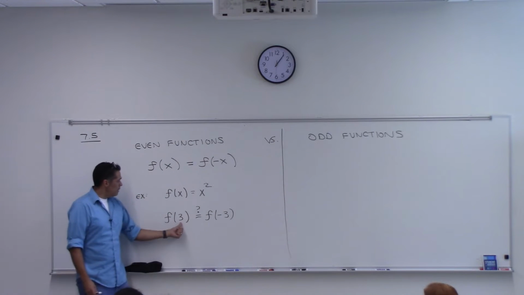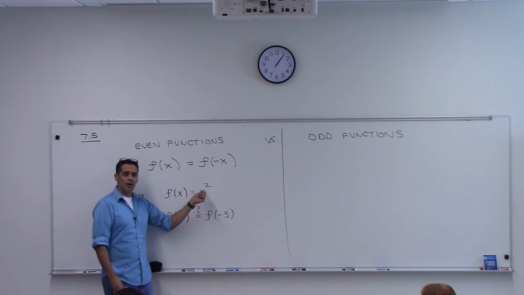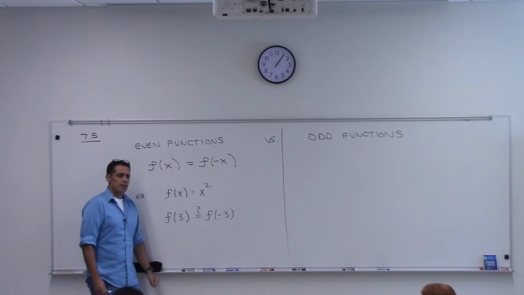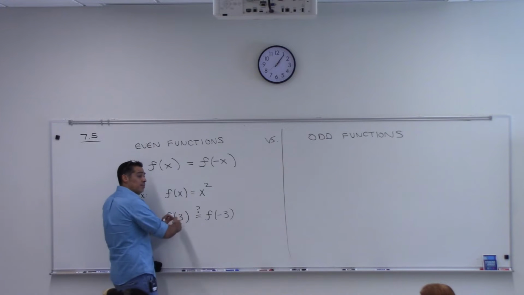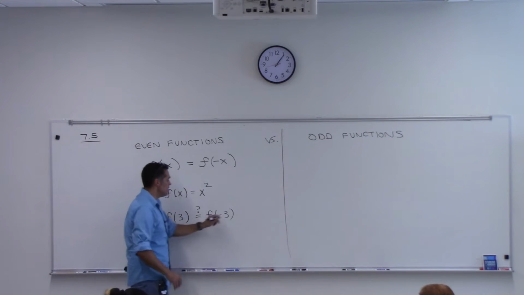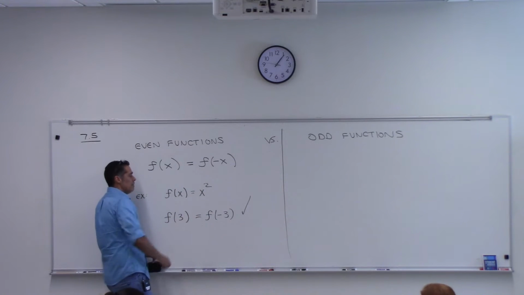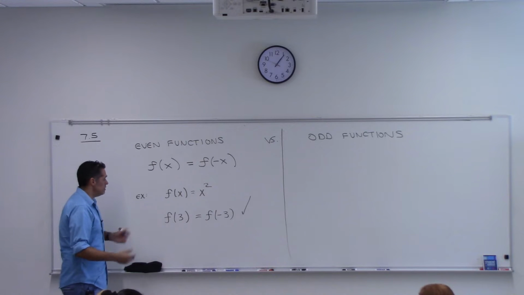What do you think? If I plug 3 into this, what do I get? 9. If I plug in negative 3, I also get 9, right? And if that works for every number, then we call it an even function. Make sense? So in this case, it is true, right? This isn't a question. This is true. And that works for all values of x.